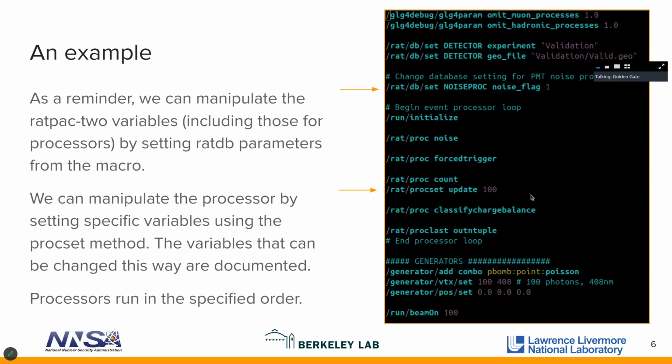In this case, the count processor takes as input an optional proc set, which sets a value in the processor called update, which just tells the processor how often to print the number of events to the screen. So whether a variable can be set using the proc-set command should either be documented on the web page, or you can look at the source code. There's no a priori way to know whether you can use the proc-set to set a variable, other than look at the documentation or the code.